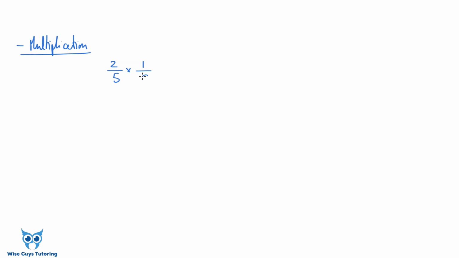So let's say I have something like this, 2/5 times 1/3. All you need to do is multiply the top together. So these two together goes here, gives me 2. And your bottom two together goes here, gives me 15. That's the answer. That's it. There's nothing much to it at all. I'll give you another example just to make sure you got the concept.